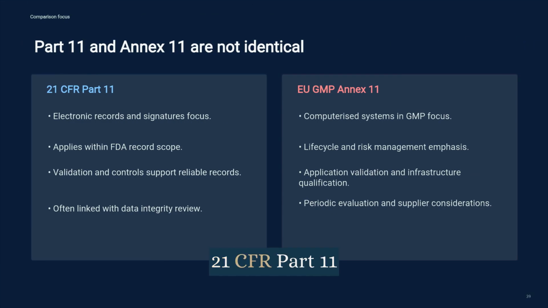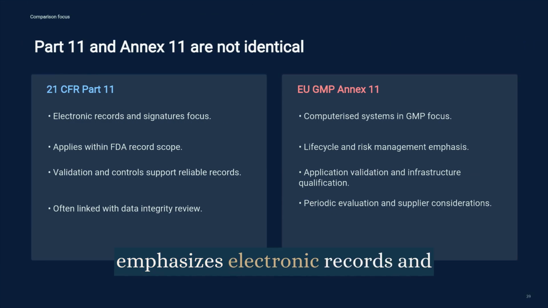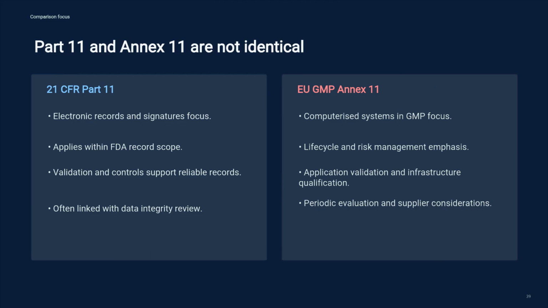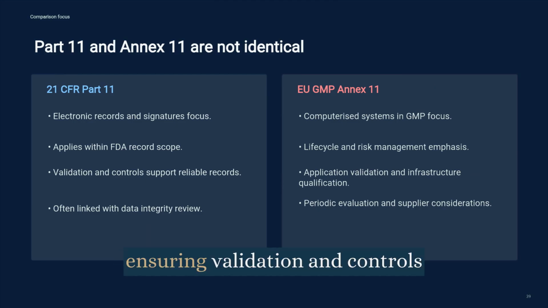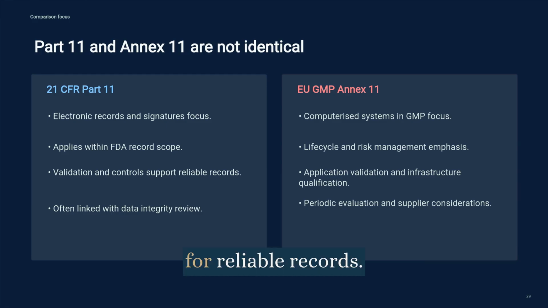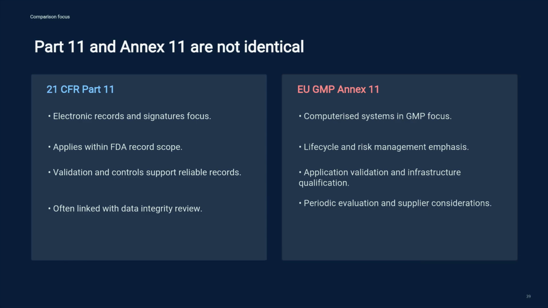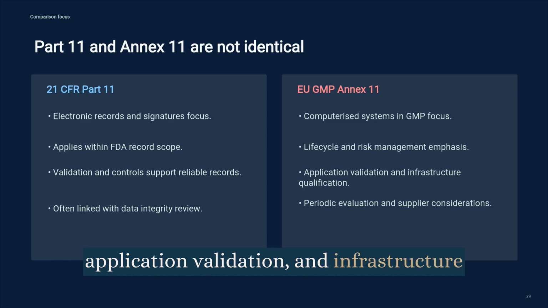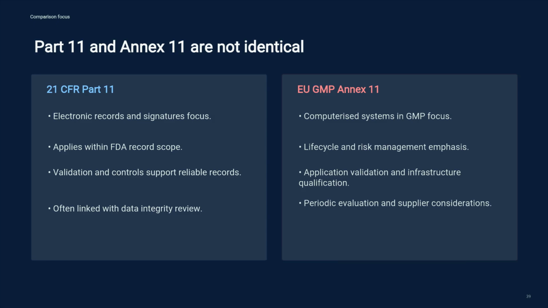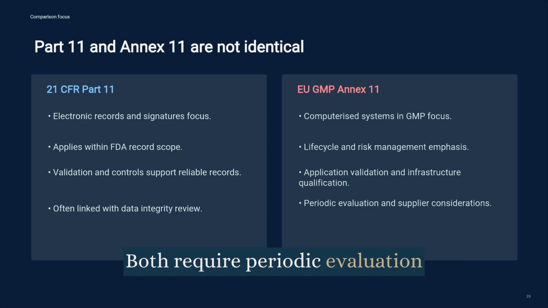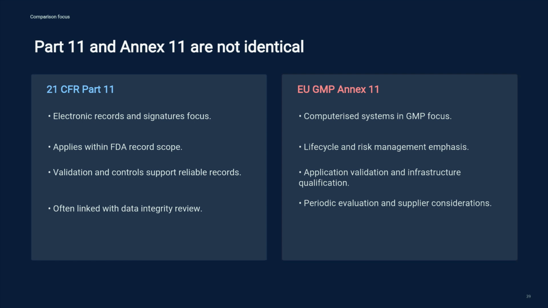21 CFR Part 11 emphasizes electronic records and signatures within the Food and Drug Administration's scope, ensuring validation and controls for reliable records. European Union Good Manufacturing Practice Annex 11 focuses on computerized systems in good manufacturing practice, stressing lifecycle and risk management, application validation, and infrastructure qualification. Both require periodic evaluation and supplier considerations.